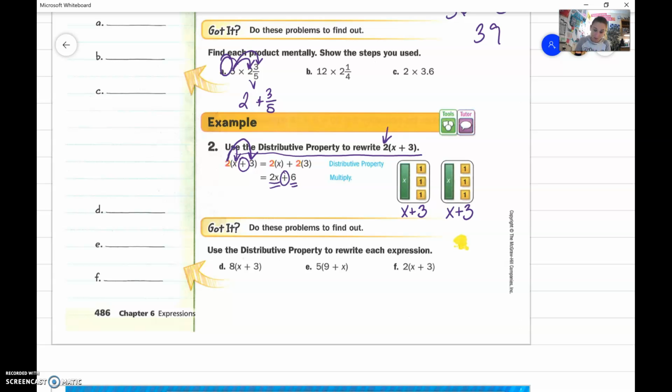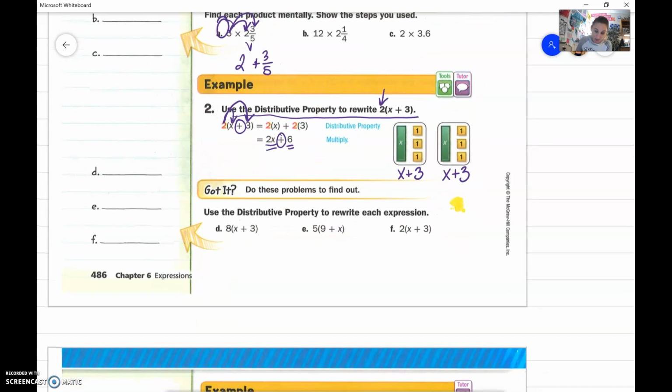Okay, so now let's practice. Let's take a look down here. 8 times x is 8x. You should be drawing these arrows too. Now we're going to do a plus sign. I did the plus sign, but we're going to do 8 times 3, which is 24. So when I distribute it, I know that I got 8x plus 24.